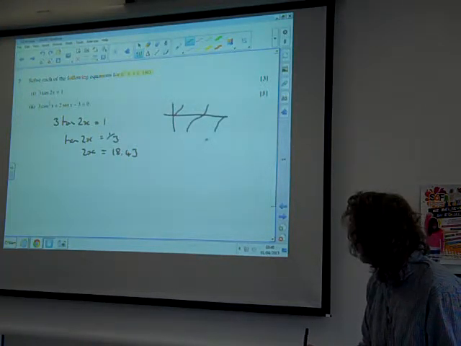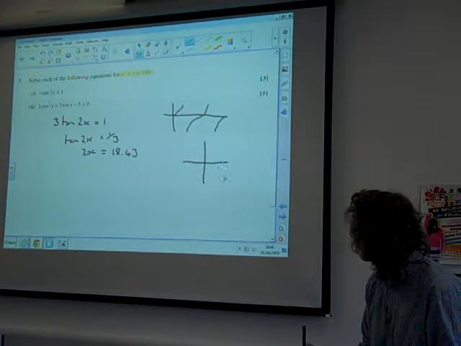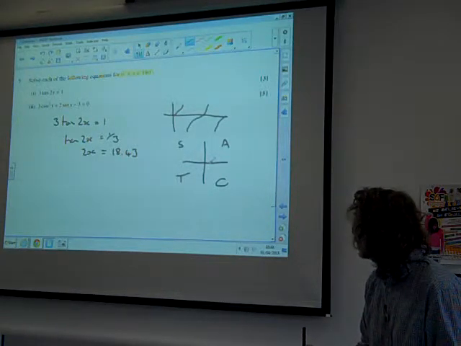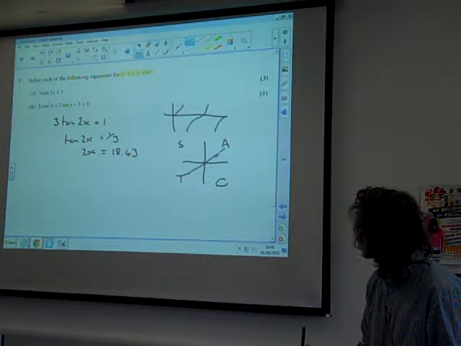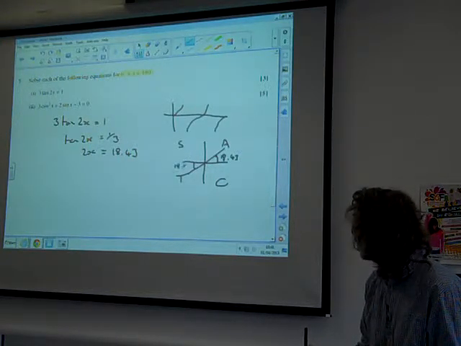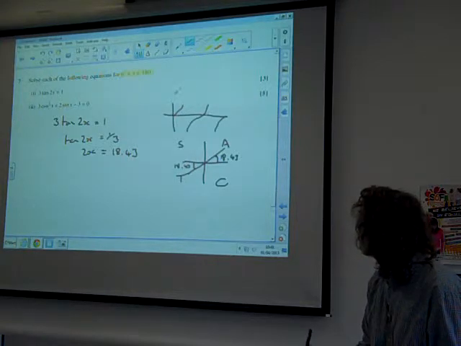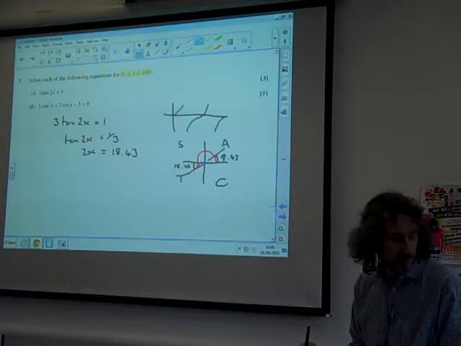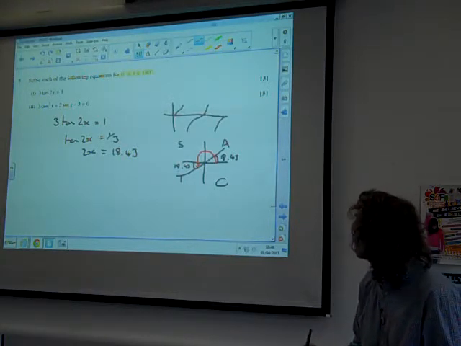Of course, if you use the CAST diagram, you would draw your angle like that. Tan is positive, so 18.43 goes there, and it also goes with the horizontal there. And so you're going to measure your two angles as being 18.43 in the first one, and in the second one, starting at 0, going down to that point gives us 198.43, that's right.